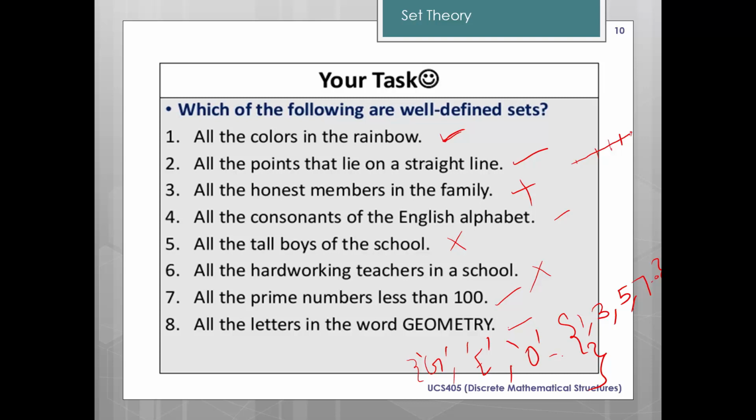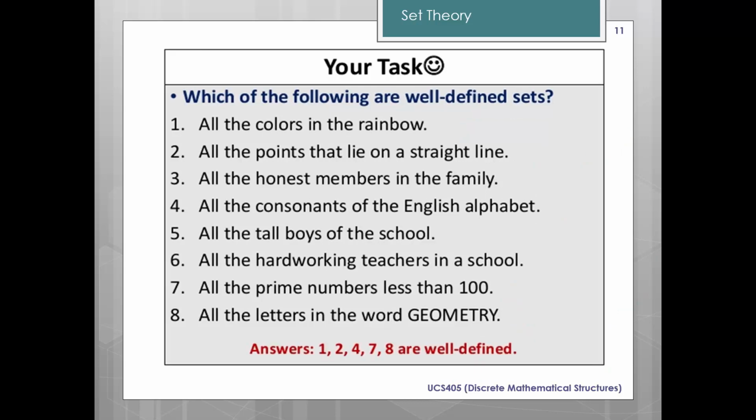Now we are moving on to the answers. What is your answer? 1, 2, 4, 7 and 8. These are well defined, so these are the answers. I hope with this video you understand the meaning of what a set is, and after that what a well-defined set is and what a not well-defined set is. So that's all for this lecture. In the next lecture, we will move further with the Cartesian product of sets. After that, we will study subset, proper subset, and so on. Thank you very much.